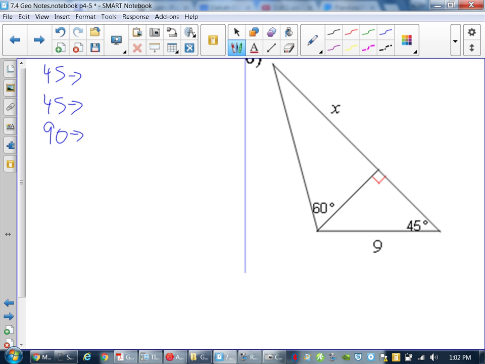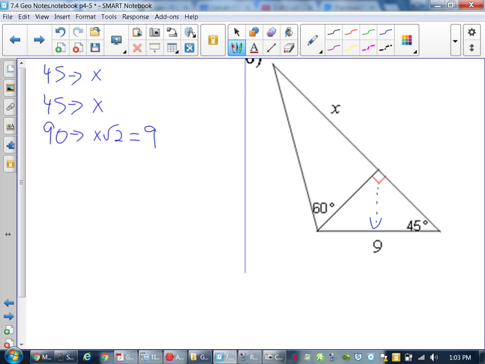Have you guys figured out the reason why I use arrows? The 90 is looking at 9. That's the reason why I use arrows, because that's what it's looking towards. So it's looking towards some value times the root 2. Well, that value happens to equal 9.